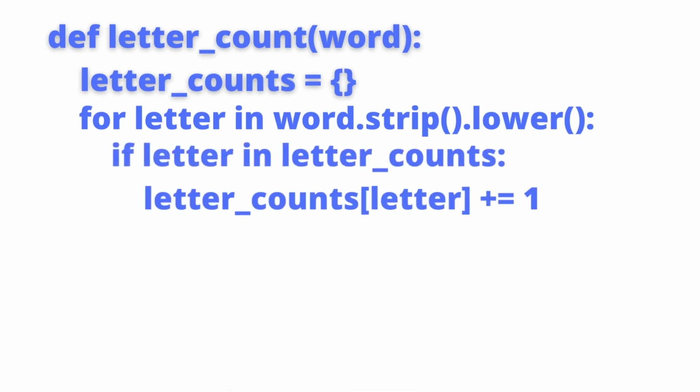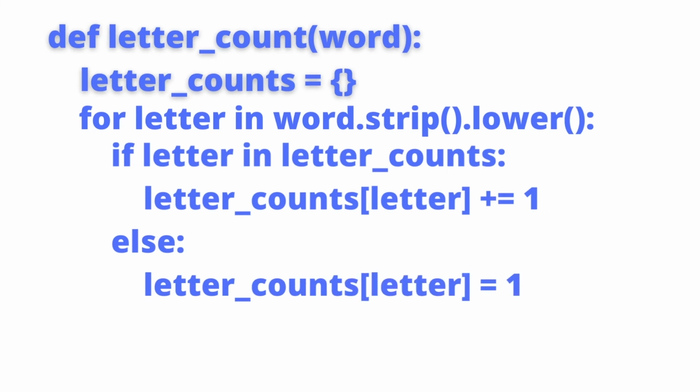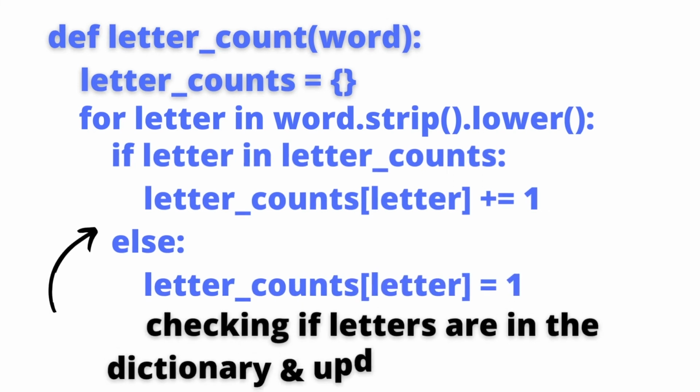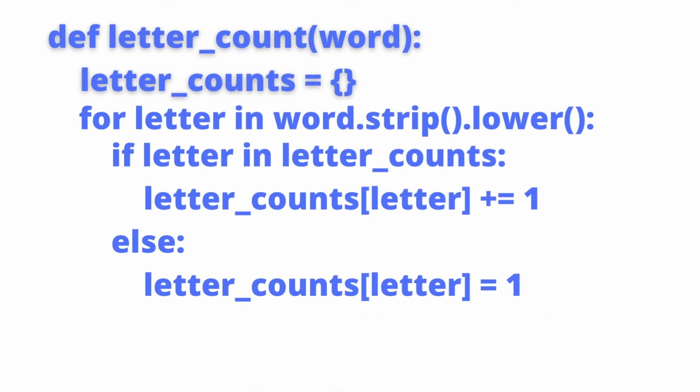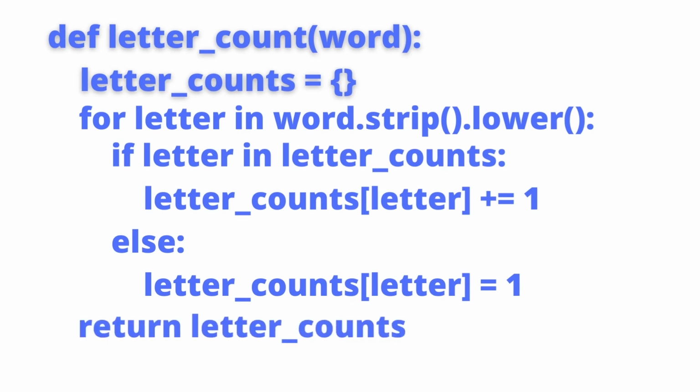Within the loop, we check if the letter exists in the dictionary. If it does, we increment its count. If there isn't currently an entry in the dictionary for that letter, we set its count to 1. And we then return the letter_counts dictionary.